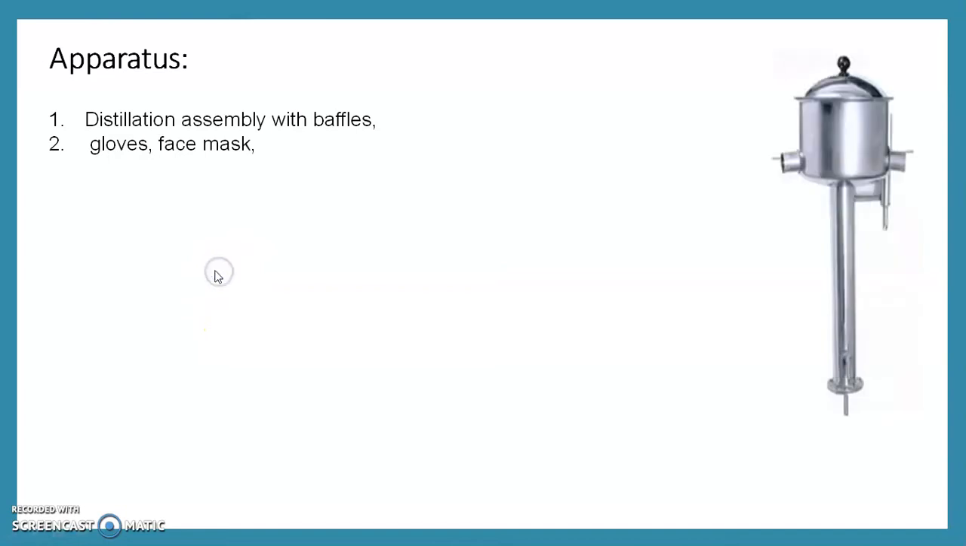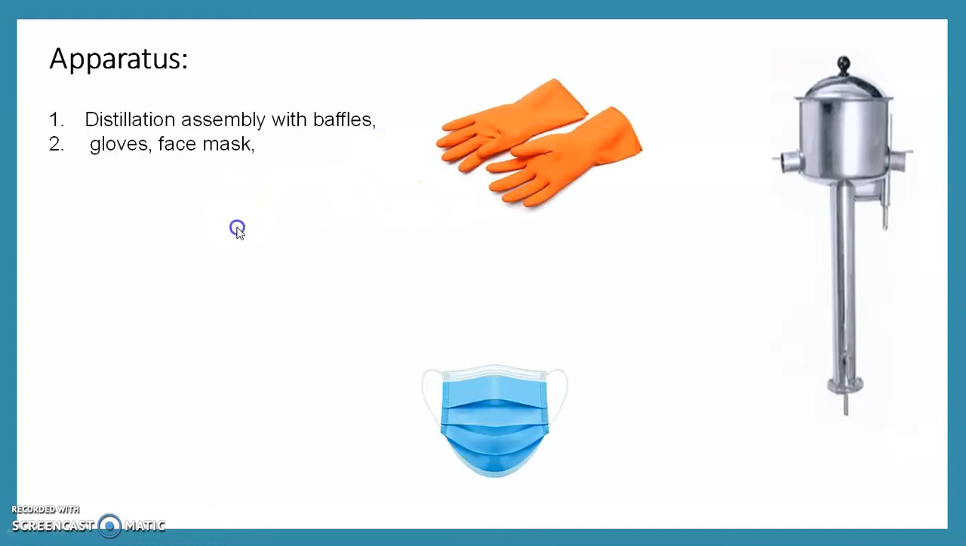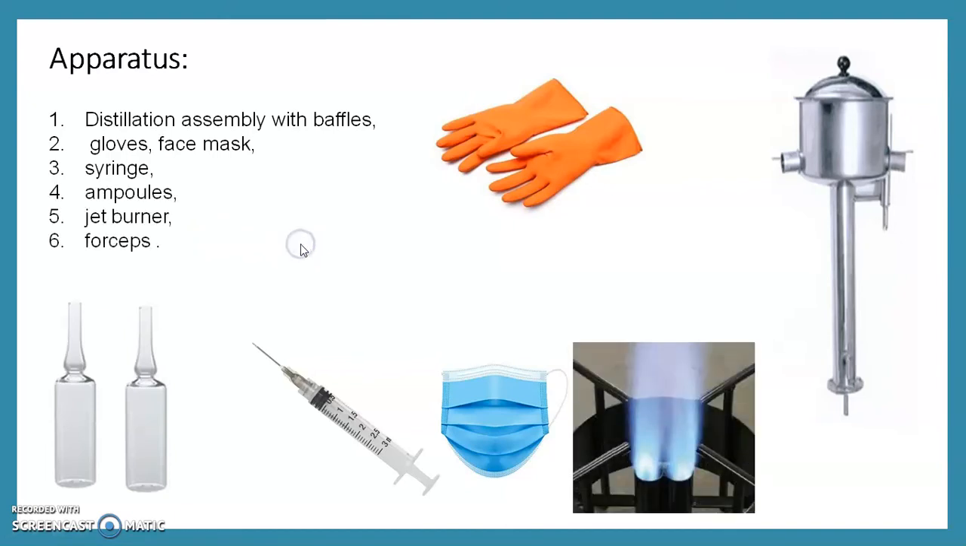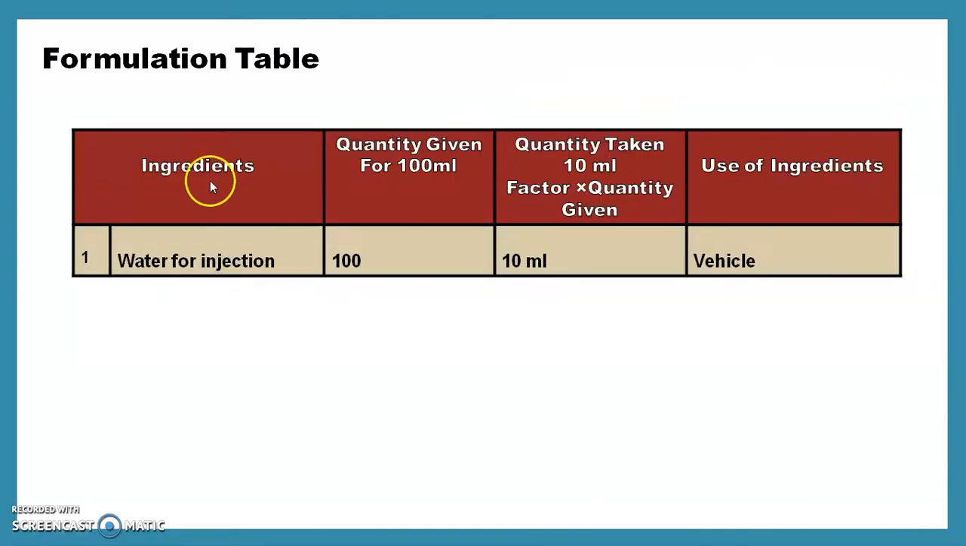Then we see the apparatus required for today's experiment: a distillation assembly with baffles, gloves, mask, face mask, syringe, ampoules, jet burner, etc., and forceps for the bead sealing. Then we move toward the formulation table. The formulation table contains the ingredient, quantity given, quantity taken and use of ingredient. We have to prepare only 10 ml, and the ingredient required is water for injection, which we will obtain after the distillation of water. It is used as a vehicle.